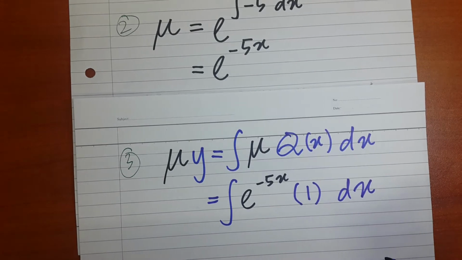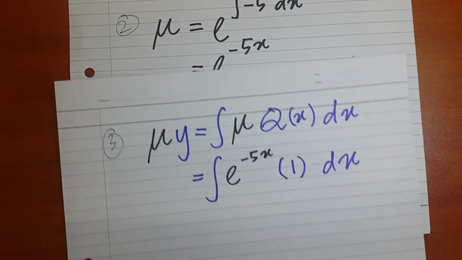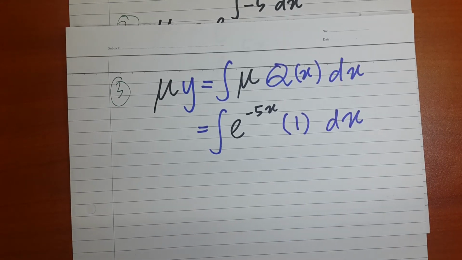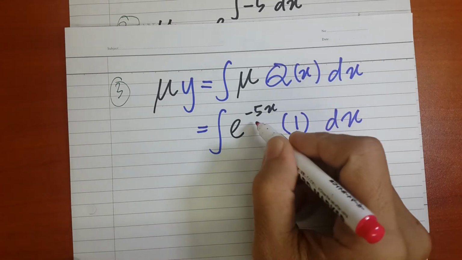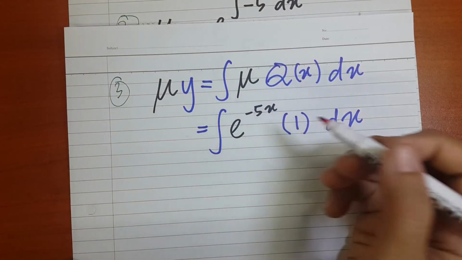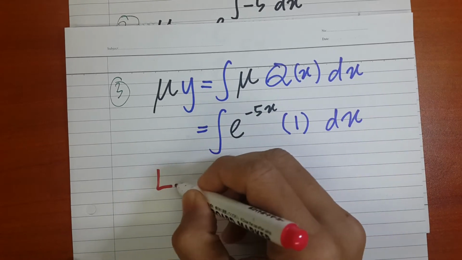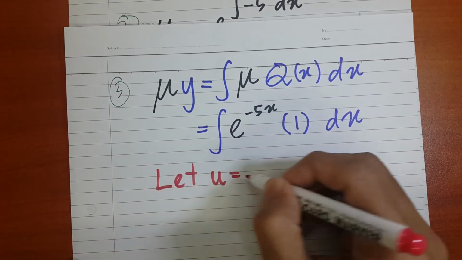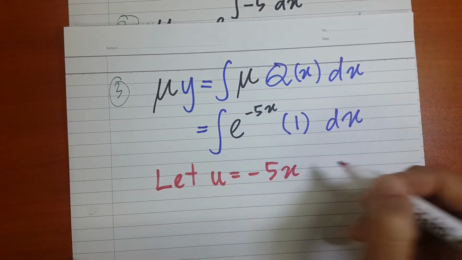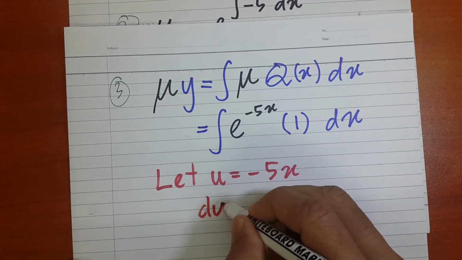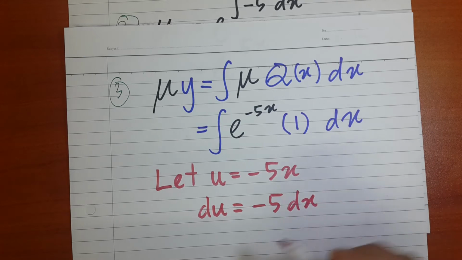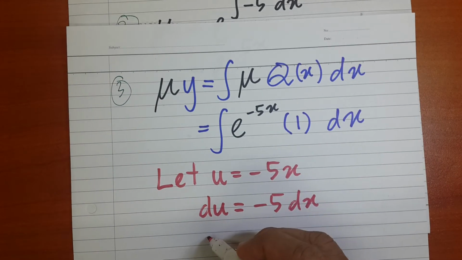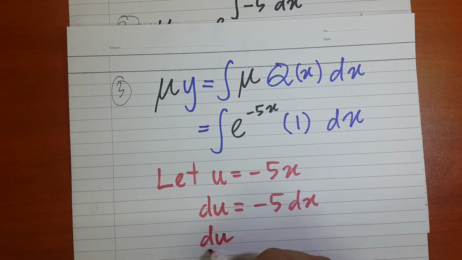Alright, in order to solve this, we need to use the substitution rule, right? So we are going to take negative 5x to let it become u, right? So let u equal negative 5x. So we get du equals negative 5 dx, and we're going to multiply both sides by 1 over negative 5.